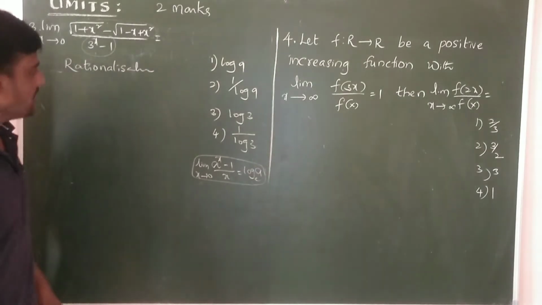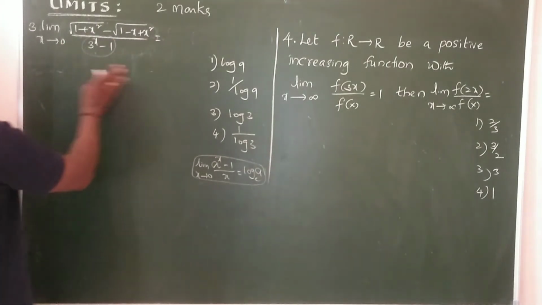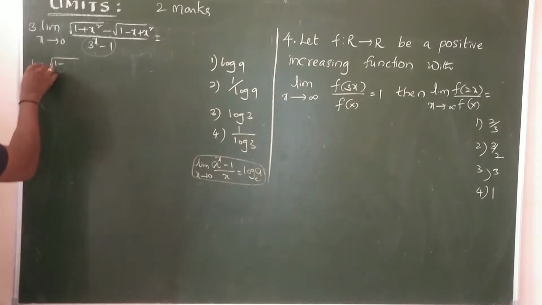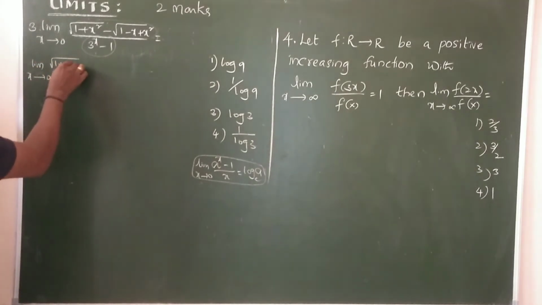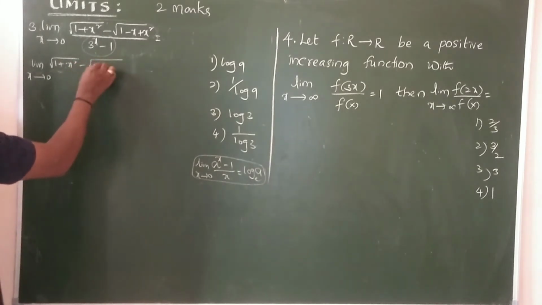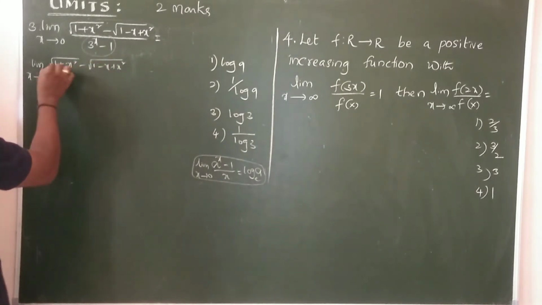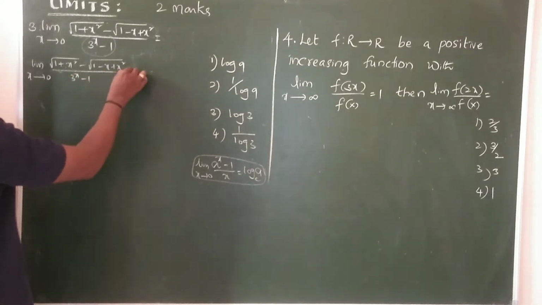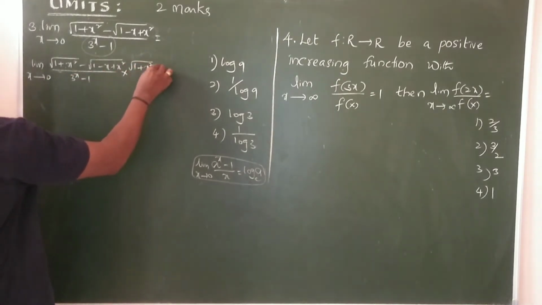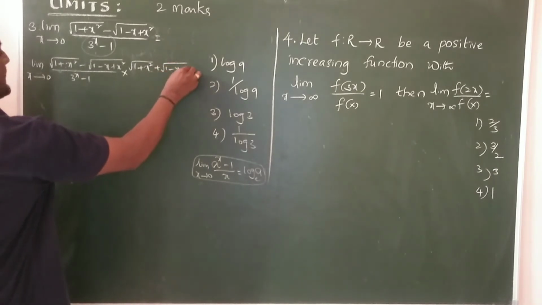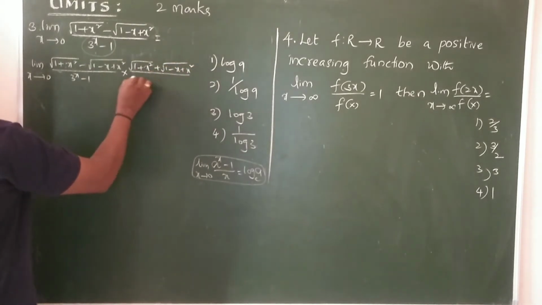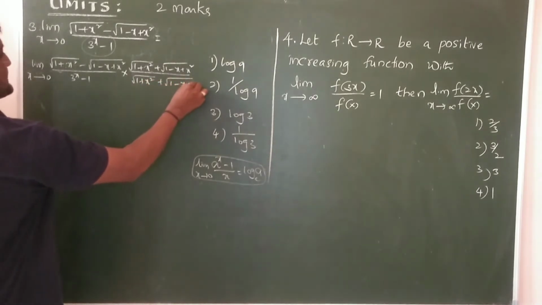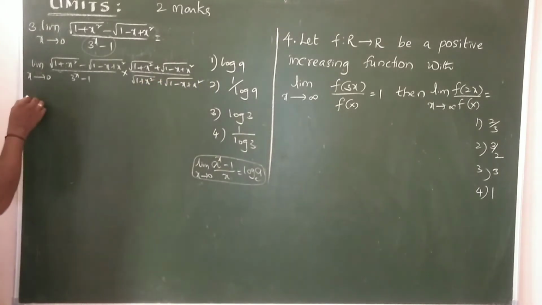Okay, let us take the limit as x tends to 0 of (3^x − 1) times (√(1+x²) + √(1−x+x²)) divided by (√(1+x²) − √(1−x+x²)).